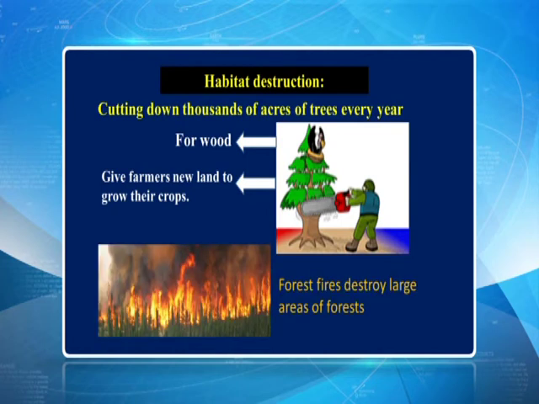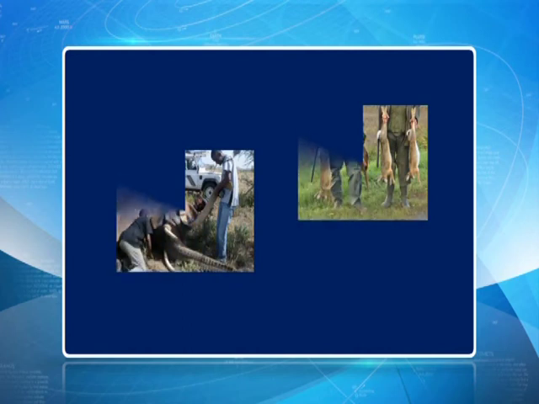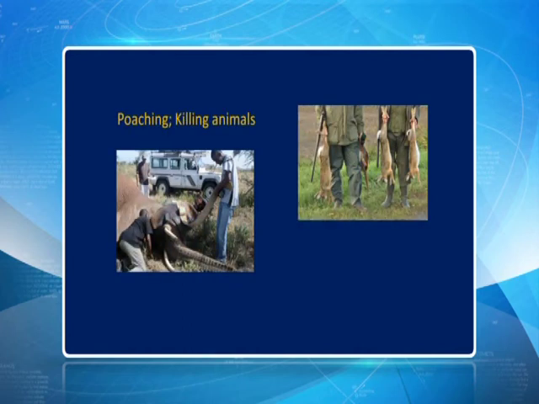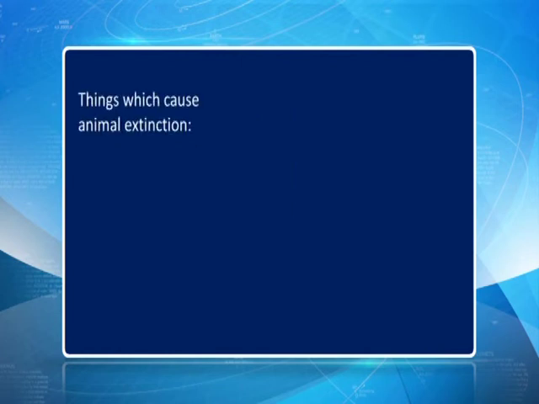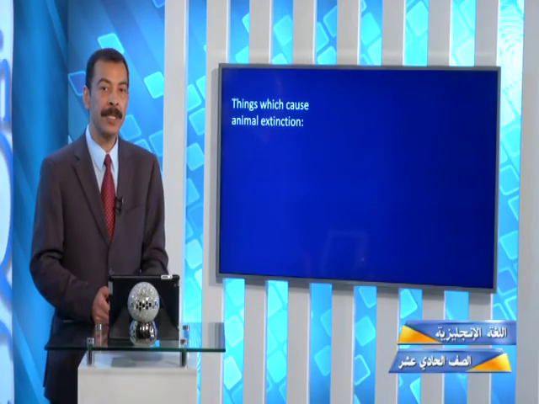And we have also forest fires, which destroy large areas of forest, and consequently, they destroy the habitat of these animals. Another reason is what we call poaching, that is, killing animals or hunting them. People kill and hunt animals for many reasons, either for meat or skin or tusks, as in the case of elephants.